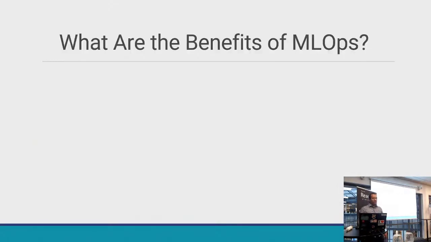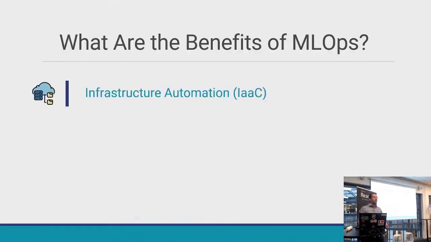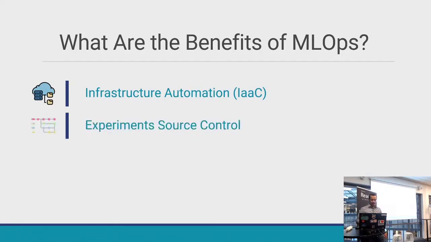So how does it help you? Number one, it helps you with creating infrastructure as code. All the required resources in order to train your experiment, in order to serve the experiment, can be created using MLOps. And then you can implement source control with that. So you will have traceability, you will be able to commit your code, review the code with other data scientists, and so on.